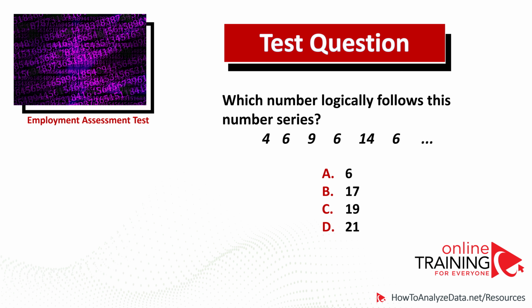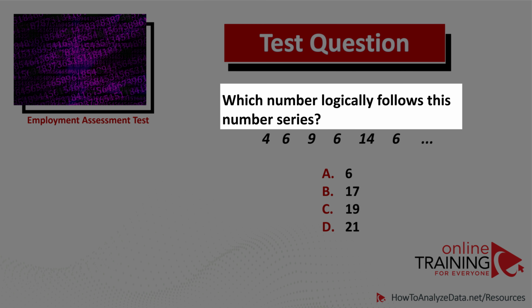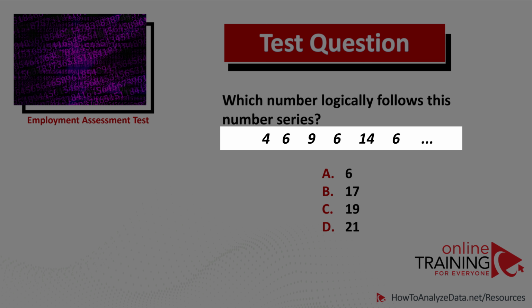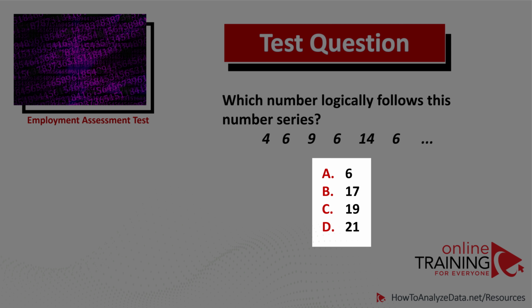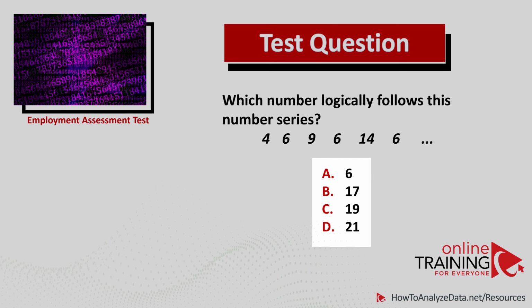A lot of times, number sequences are used to test candidates' abilities on the test. We're looking at one of these types of questions. Which number logically follows this number series? And we have a series of numbers. 4, 6, 9, 6, 14, 6. And we need to determine the next number. We have 4 choices. Choice A, 6, choice B, 17, choice C, 19, and choice D, 21. Do you think you know the answer? Let's see if we can get to the correct answer together.